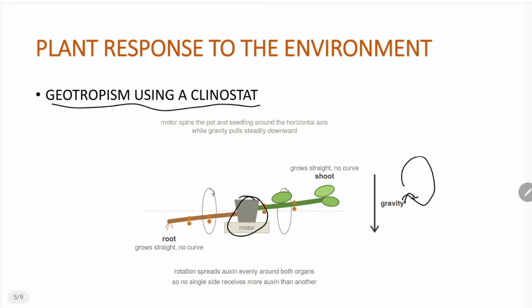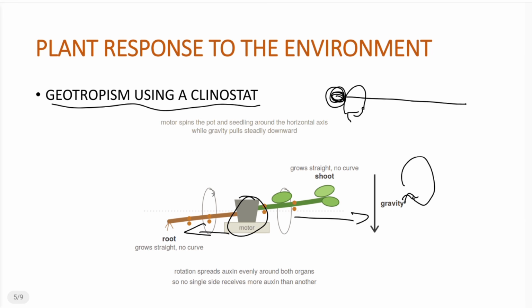Now, we've got a plant here that is going to be placed horizontally like so. But when it is placed horizontally like so, there's going to be this clinostat here. And the function of this clinostat is simply to keep rotating at all times. Now, how is geotropism going to influence the growth of this plant in this case? Well, when we use a clinostat, the shoot is not going to bend. It is simply going to grow straight that way, horizontally. The same is also going to apply to the roots. They are going to grow straight horizontally.